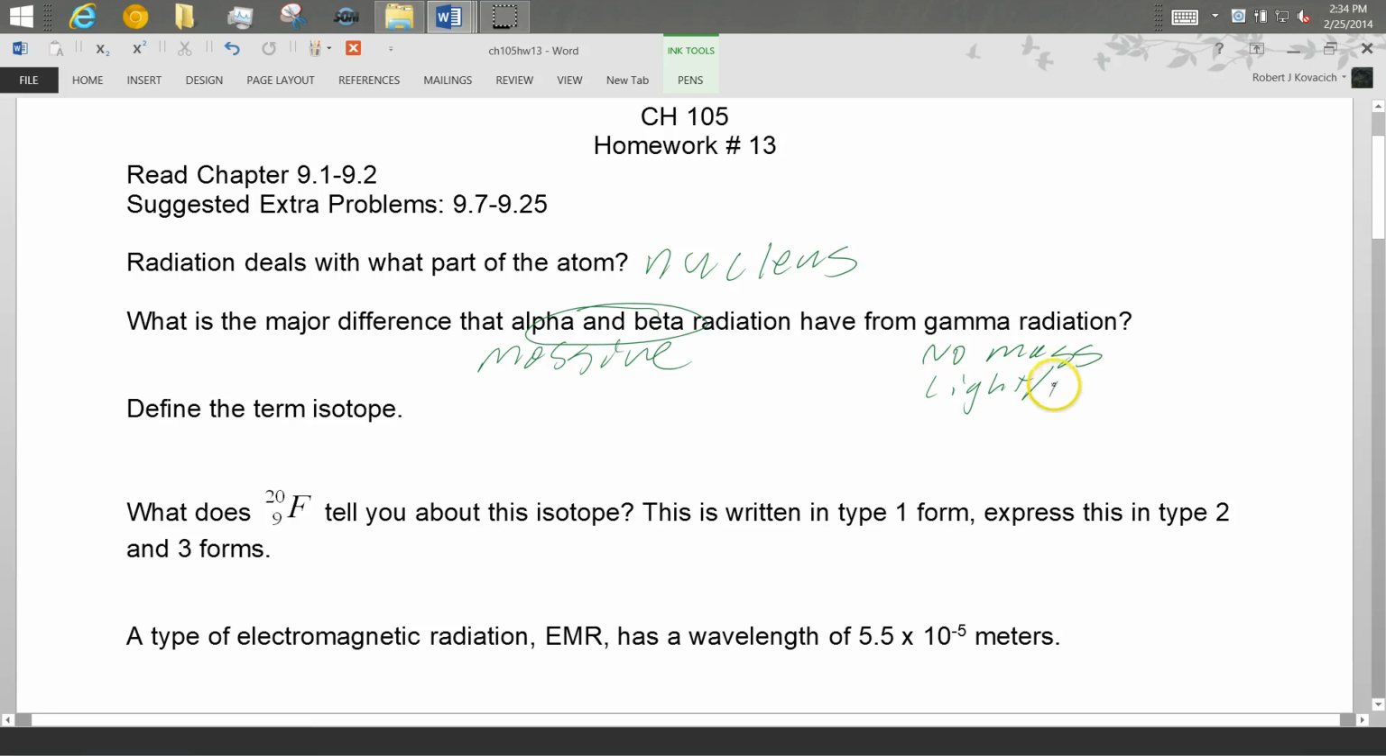or heat or energy. Any one of those would be fine. And those things don't have any mass.